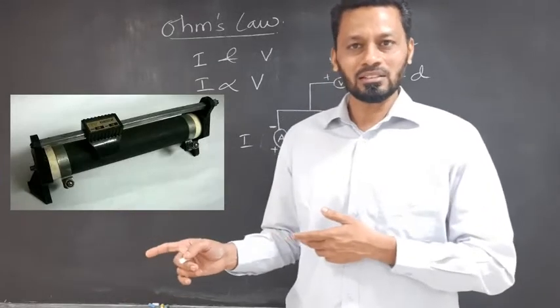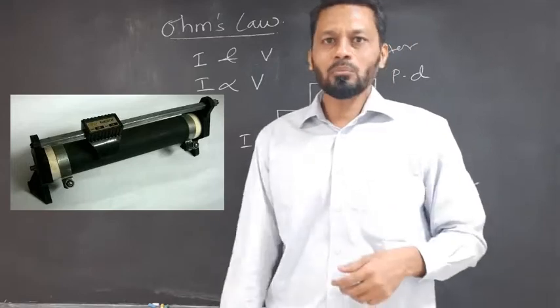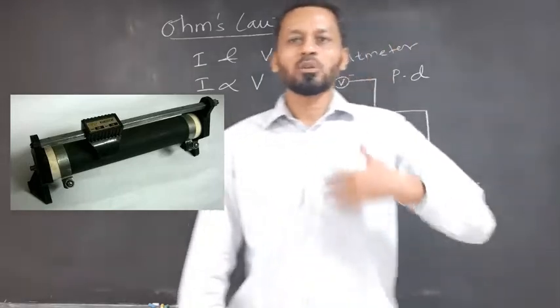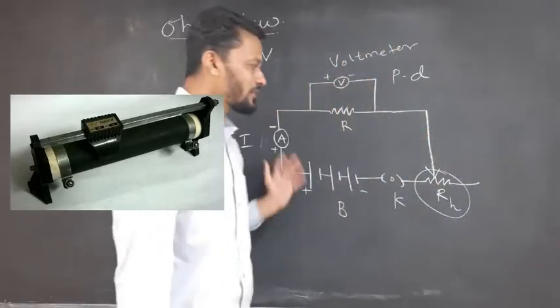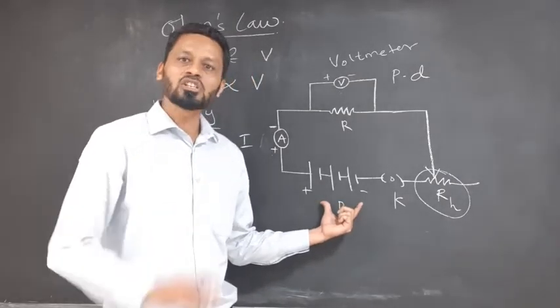Did you notice that? There is a jockey on it. If you keep on moving that jockey, you can vary the current across the circuit, keeping this particular power supply's voltage constant.